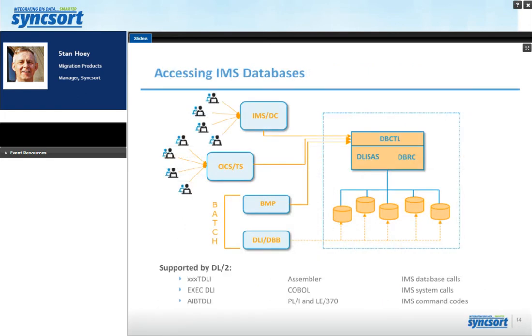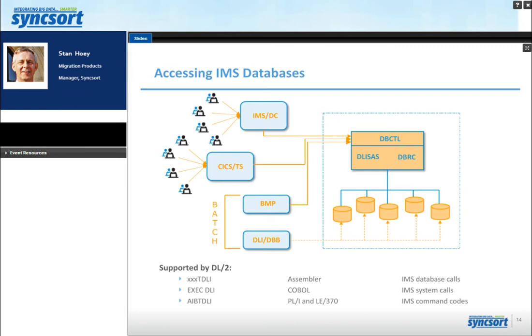So what does DL2 support? Well, DL2, you can consider it to be a complete replacement for IMS DB. So online access from CICS and IMS DC programs is supported, and the various methods of IMS batch, BMP, DLI, and DBB, they're all supported. The call level interface, the command level interface, and AIB to DLI, all these APIs are supported. Programs can be written in COBOL, assembler, in fact, any LE language, they're all supported.